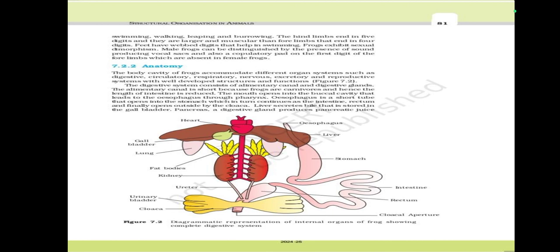The liver secretes bile that is stored in the gallbladder. The pancreas, a digestive gland, produces pancreatic juice. Figure 7.2: diagrammatic representation of internal organs of frog showing the complete digestive system. Heart, esophagus, liver, stomach, intestine, rectum, coronary apices, gallbladder, lung, fat bodies, kidney, ureter, urinary bladder, cloaca.